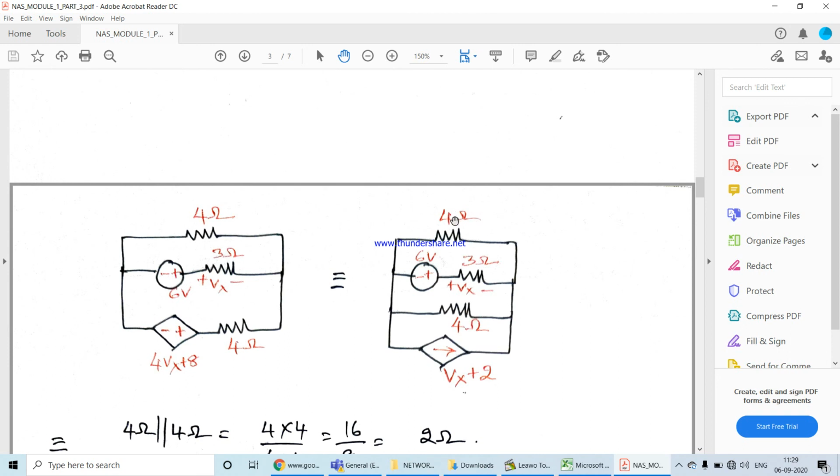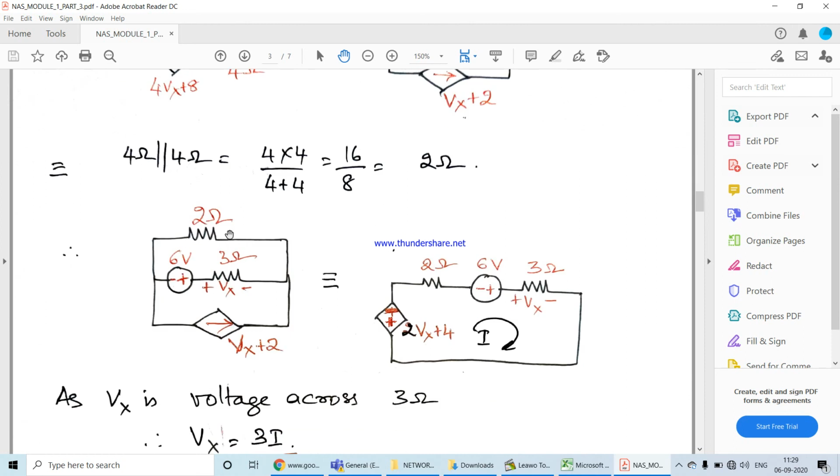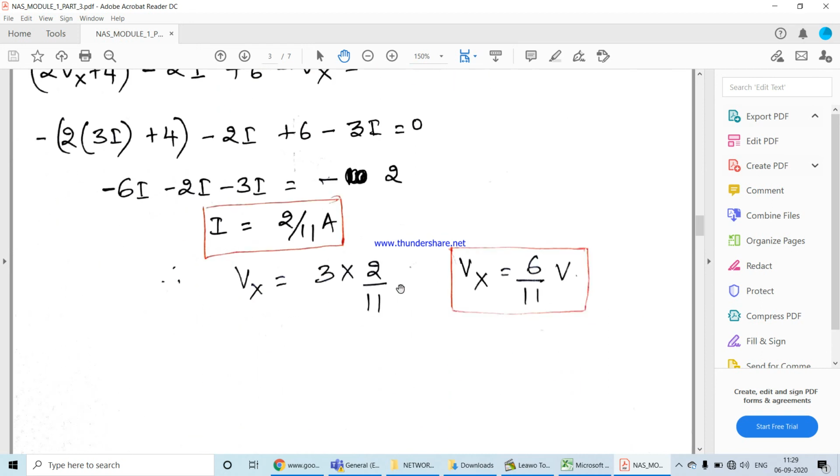Then we saw 4 ohm and 4 ohm are in parallel and converted into a single 2 ohms, and then we saw that the current source in parallel with 2 ohms converted into a series network. Then we got one single loop here, and applying KVL we found the total current I. After finding the total current I, we came to know that the voltage across 3 ohms is nothing but 3I. Therefore, substituting I, we found Vx finally.